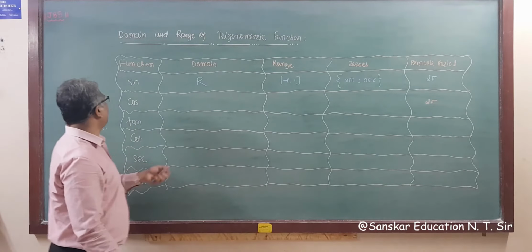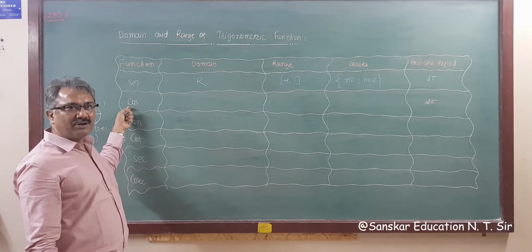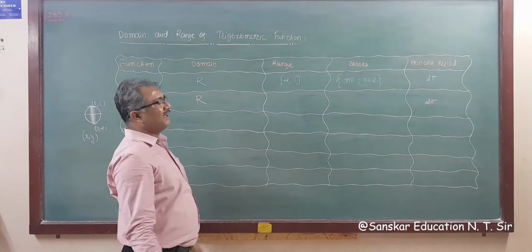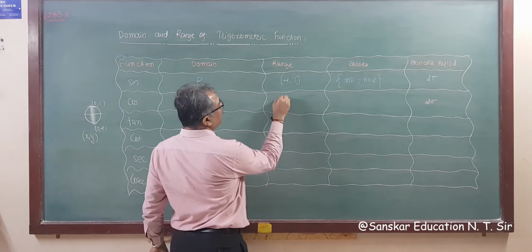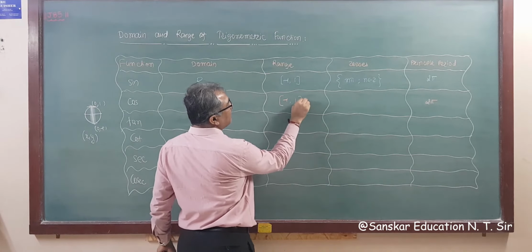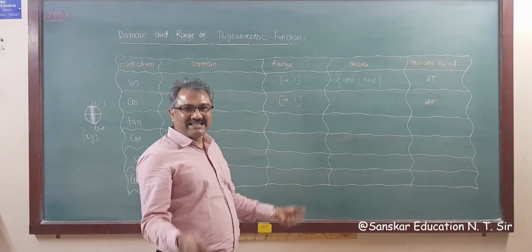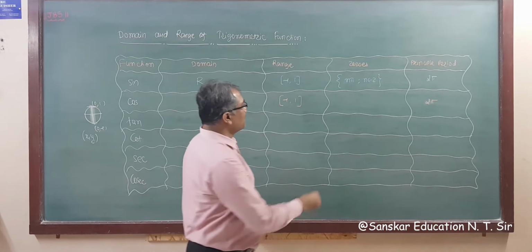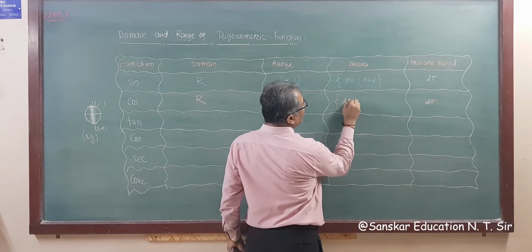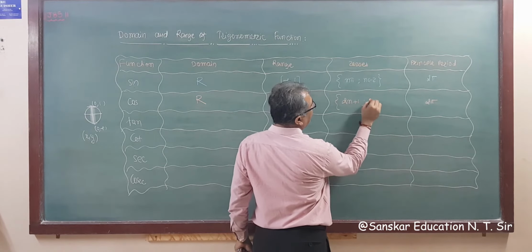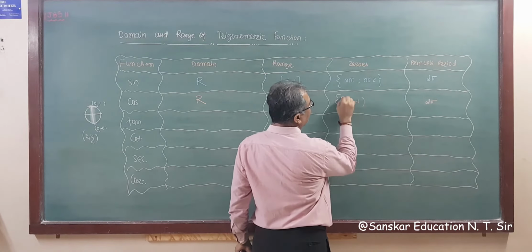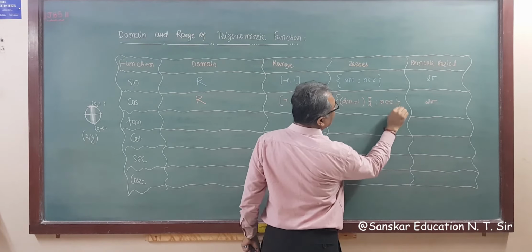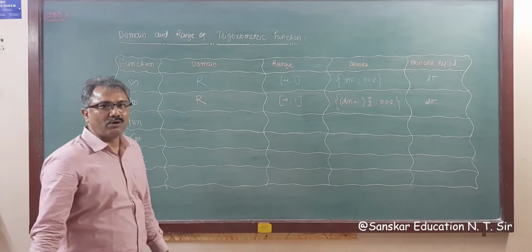Now similarly cos is defined for all values of x, that is the domain of cos is R, right? Range same, minus 1 to 1 for cos also. And the set of zeros, you know, twice n plus 1, either twice k plus 1, either 2n plus 1. So I am writing here twice n plus 1 times pi by 2. n belongs to Z is the set of zeros for cos.